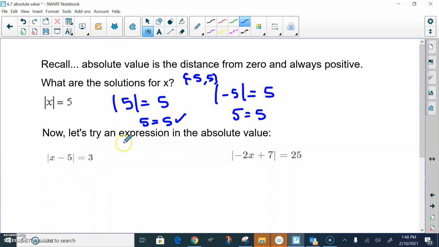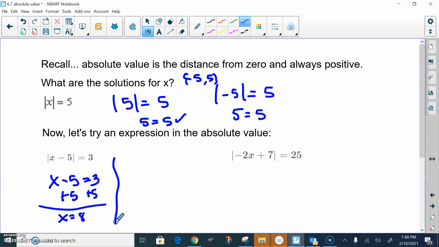So we're going to try it with an expression, this time inside of our absolute value bars. So we're going to say x minus 5 equals 3. We're going to drop those absolute value bars and do it as is. So we're going to add 5, and we get x equals 8. But we need to do it a second time. This time we're going to say that x minus 5 equals, and now we have to do it with a negative 3. So we're going to add 5 again. This time we get x equals 2.